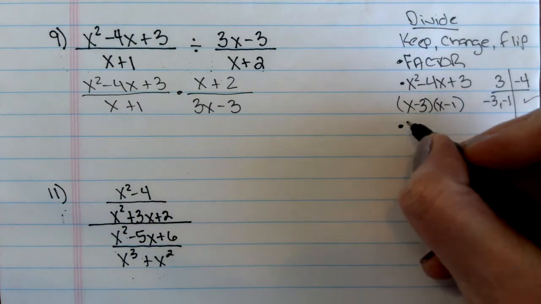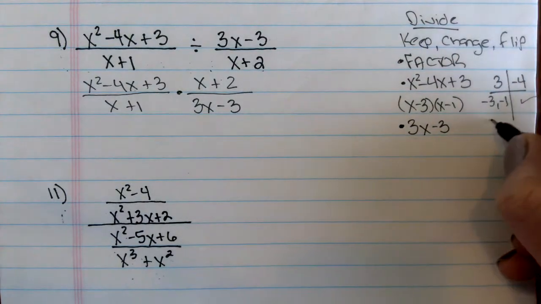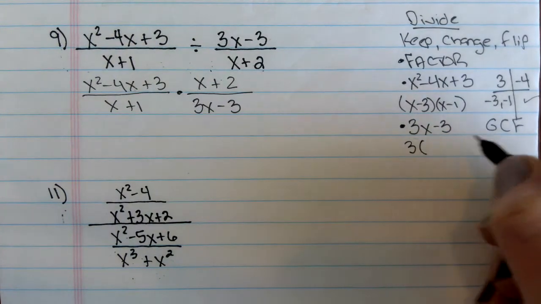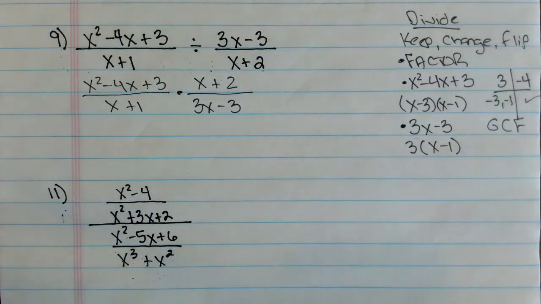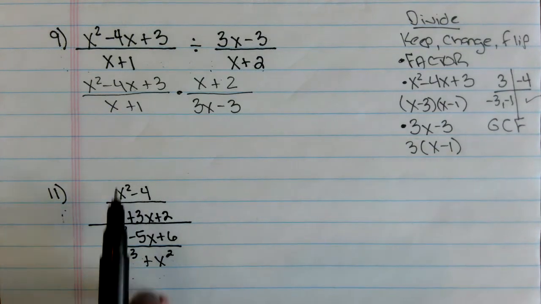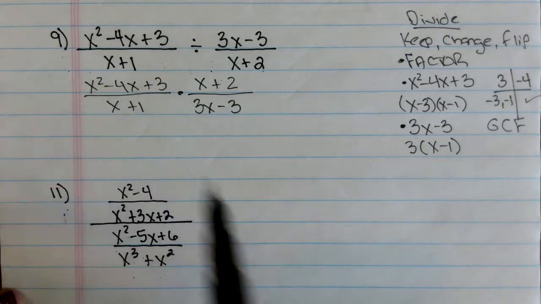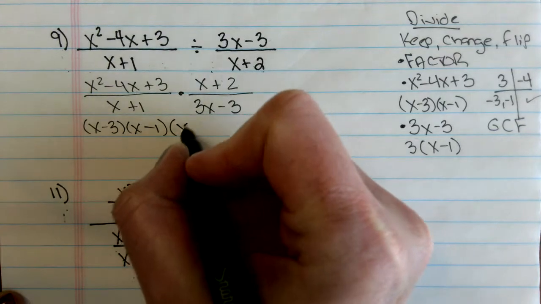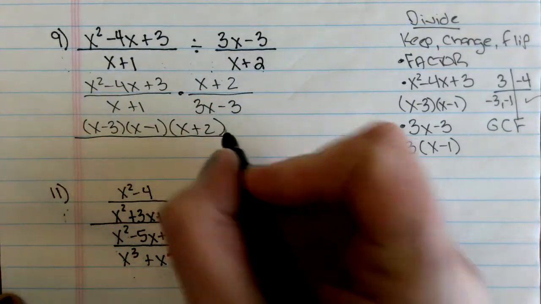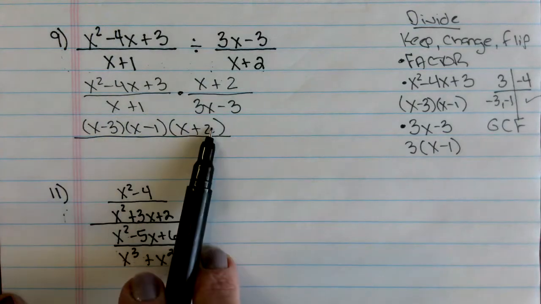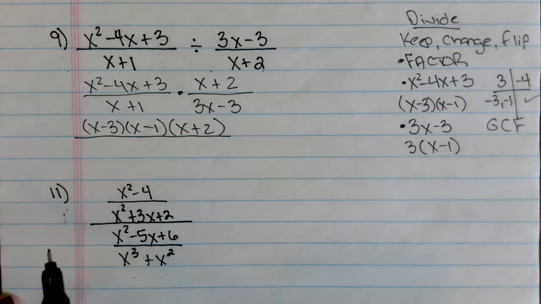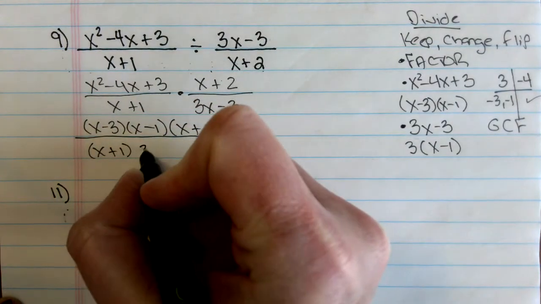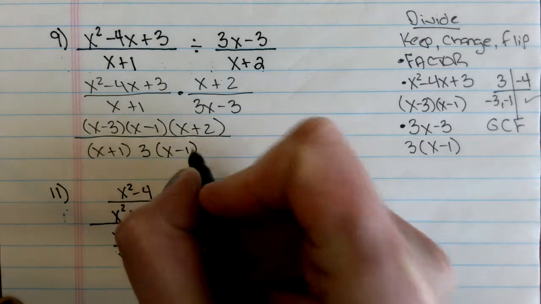3x minus 3. That has a GCF that I need to factor out. I'm going to factor a 3 out, and that leaves me with x minus 1. Now let's go substitute everything in. This top left one, I'm going to sub in my x minus 3, x minus 1, and rewrite my x plus 2. So this becomes just one giant term of numerators. The bottom, I have an x plus 1 and a 3 times x minus 1.